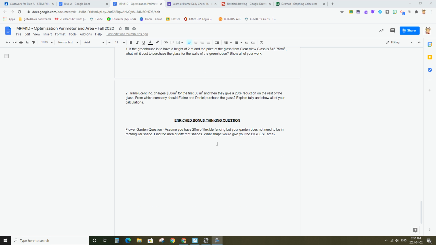At the end, the enriched bonus thinking question is, assume you have 20 meters of flexible fencing, but your garden does not need to be a rectangular shape. Find the area of different shapes. So think about some other shapes that you could make your garden into, and calculate the area for each of them to see if maybe there's another shape that will give you a larger area than one of the rectangles in part 1 of this assignment.